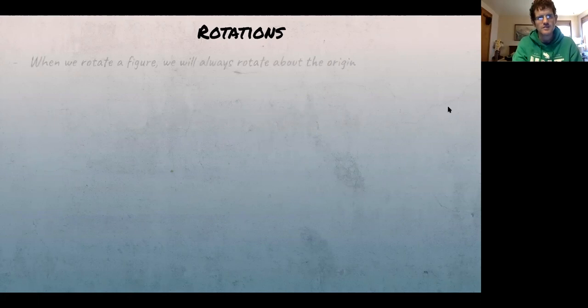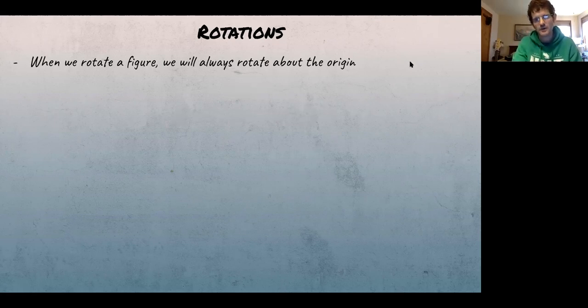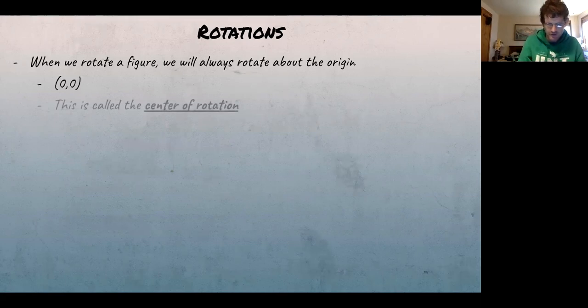So rotations. Here's a few things to know. We were going to rotate a figure. In our case, we're always going to rotate about the origin. That's another way of saying we're going to rotate around the origin. So you'll see that word used sometimes. The origin is 0, 0. Don't forget that. And that is called the center of rotation.